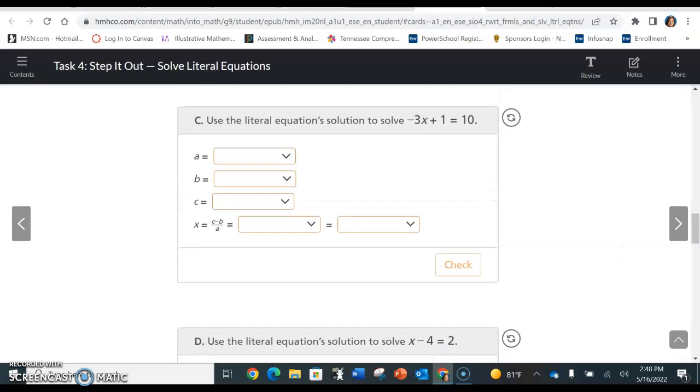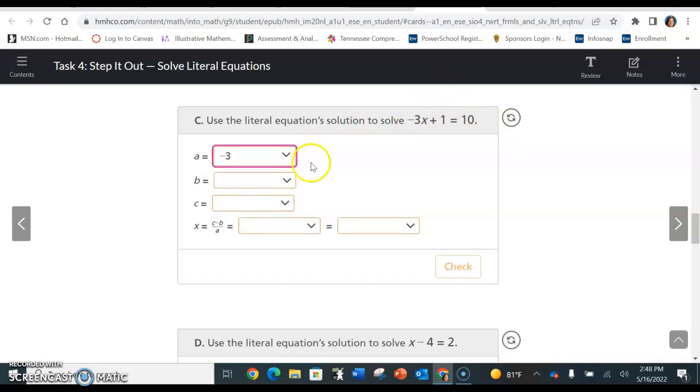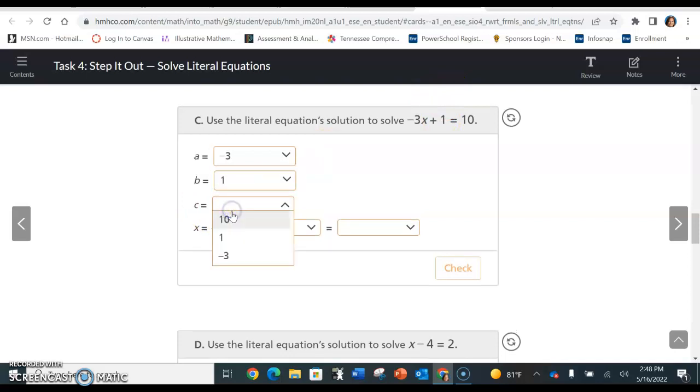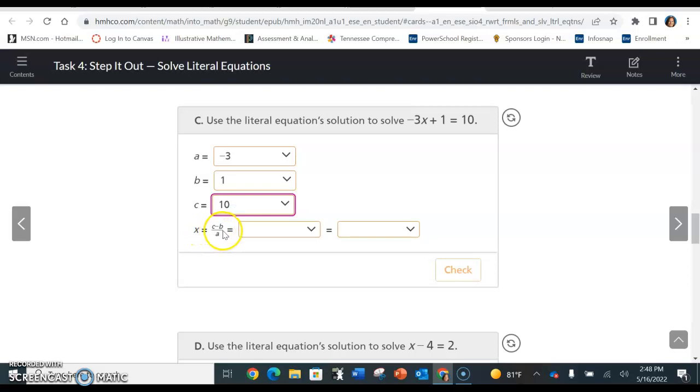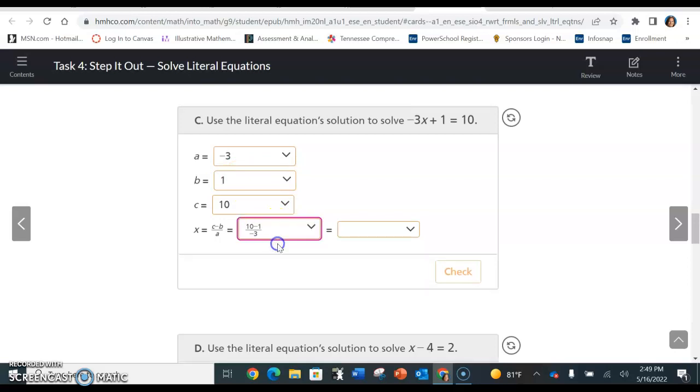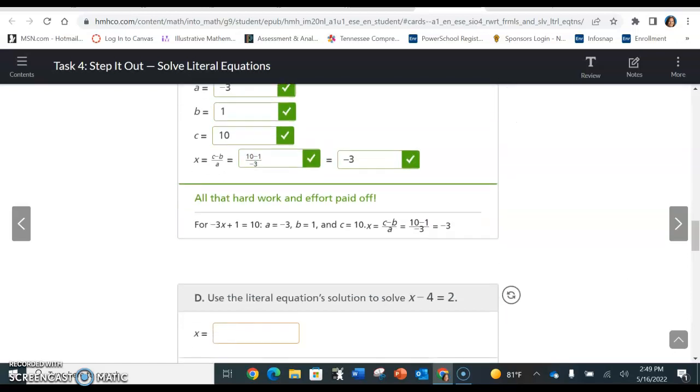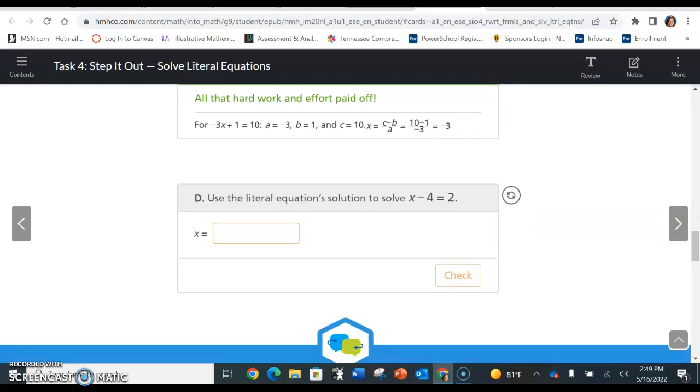So it says use the literal equation solution to solve negative 3x plus 1 equals 10. So a would be negative 3, b would be 1, and c would be 10. And then c minus b, 10 minus 1 divided by negative 3. 10 minus 1 is 9. 9 divided by negative 3 is negative 3. All right, so it says use the literal equation solution to solve x minus 4 equals 2. So I would add 4 to both sides. X equals 6.